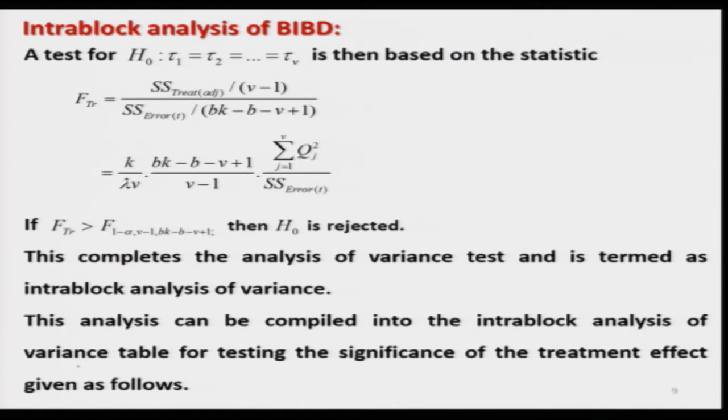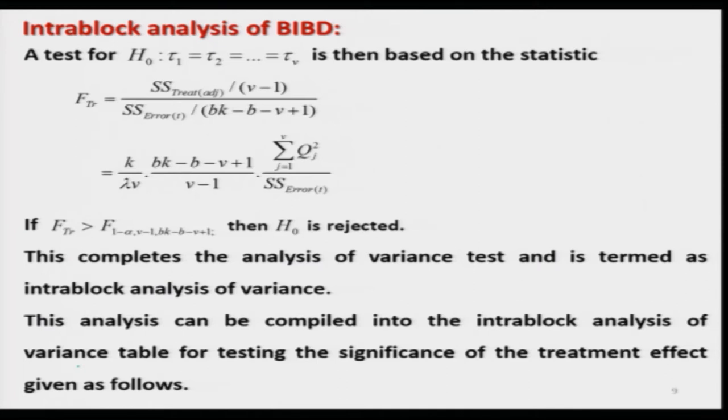And the degrees of freedom that we know, in the case of sum of squares due to treatment, are simply v minus 1, and in the case of SS error, that is bk minus b minus v plus 1. Right. So, now I can use those results here directly, because I believe that you can prove all those results, and at least you know how those results have been obtained. They are not coming from the sky, but they are coming from the basic statistical theory.